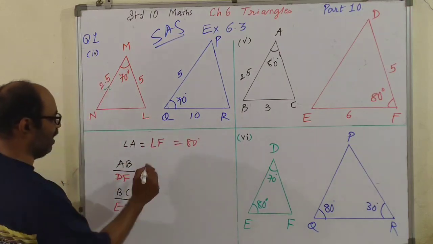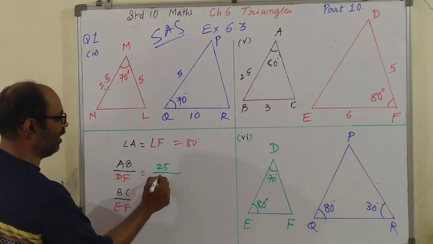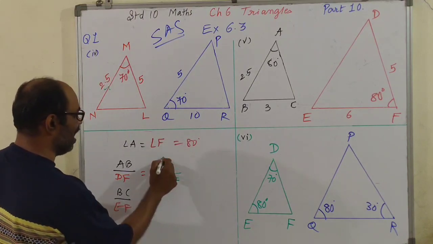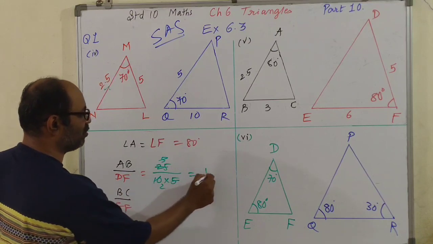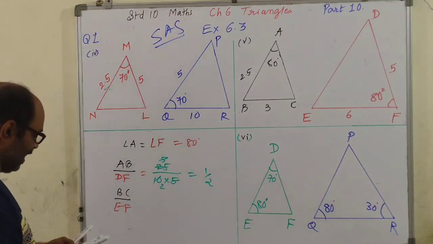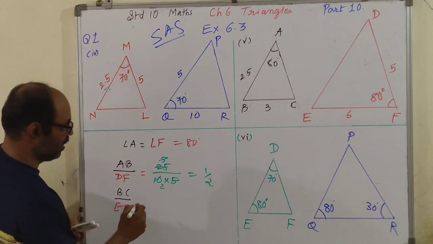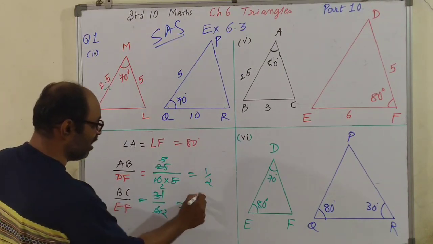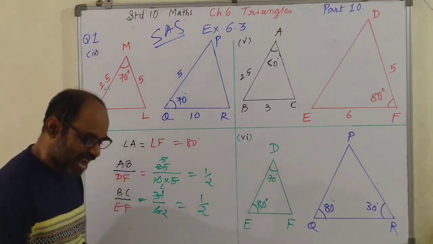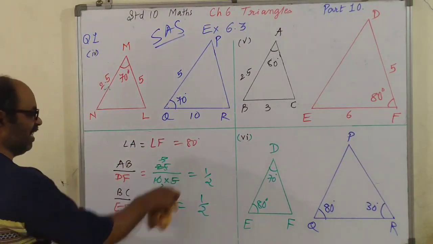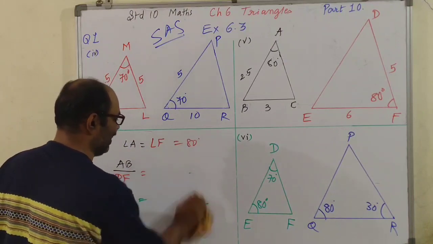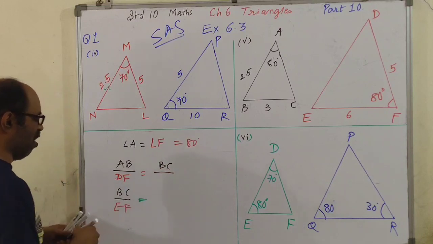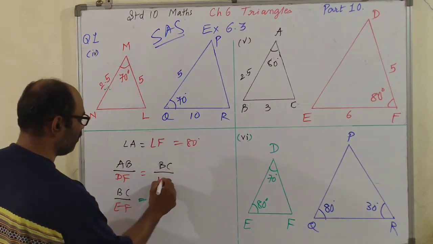What is AB? 2.5. So 2.5, if I remove the decimal, upon 10. DF is 5. 5 ones are 5, 5 twos are 10. So that is 1 upon 2. Now what is BC? It's 3. And what is EF? 6. 3 ones are 3, 3 twos are 6. 1 upon 2. This is very, very interesting. They are equal. So I am going to write here AB upon DF is equal to BC upon EF.